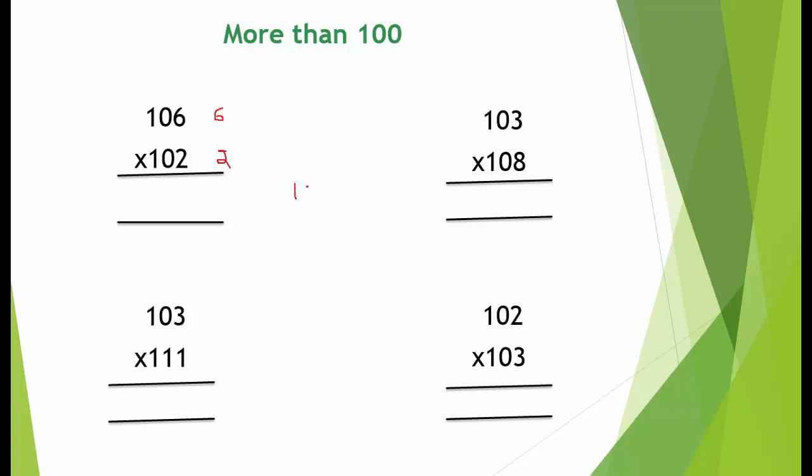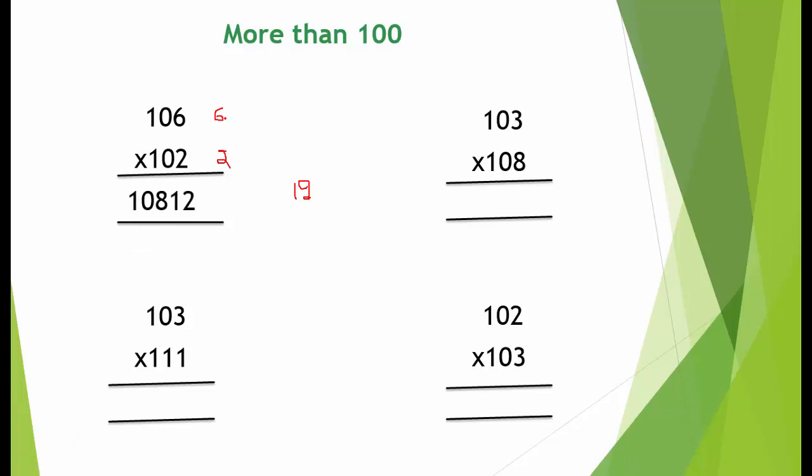So 12. The only difference between less than and more than 100 is, in the previous we subtracted this, now we will add this. So 106 plus 2, 108, or 102 plus 6 is 108. So 10812 will be the answer.